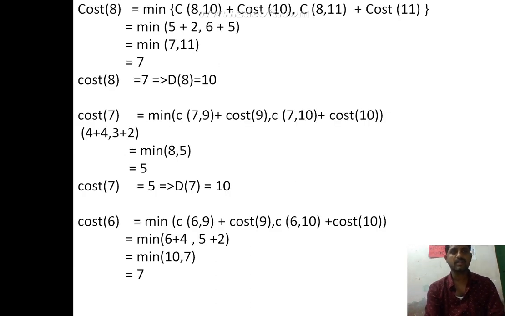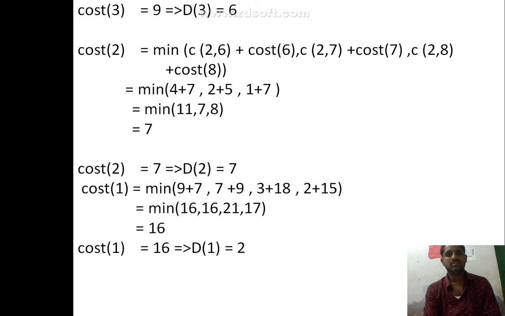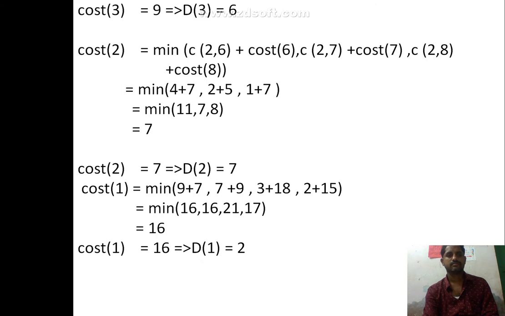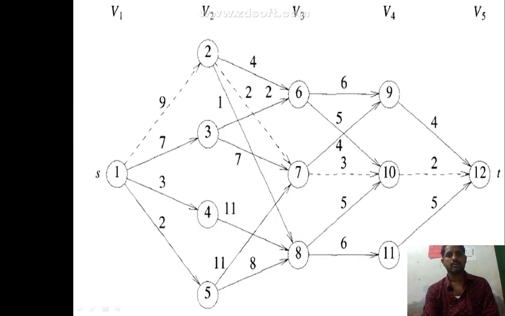This is 8 7 6 5 4 3 2 1. Okay, this is the algorithm of the forward graph. The input is a k-stage graph. Okay, see here, this is a problem. You can use the backward approach or the forward approach. Okay, 2 3 4 5 6 7 8.